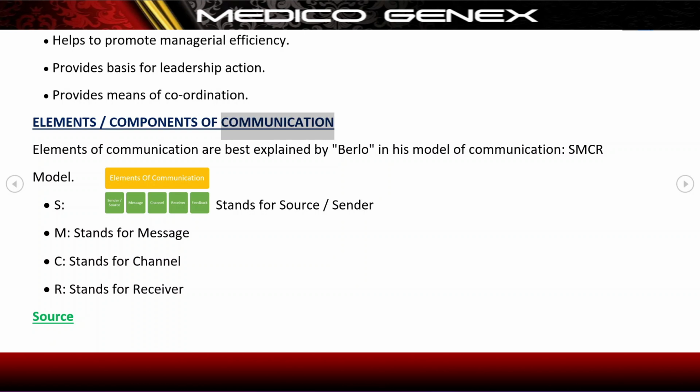Elements/components of communication. Elements of communication are best explained by Berlo in his model of communication, the SMCR model. S stands for source/sender. M stands for message. C stands for channel. R stands for receiver.